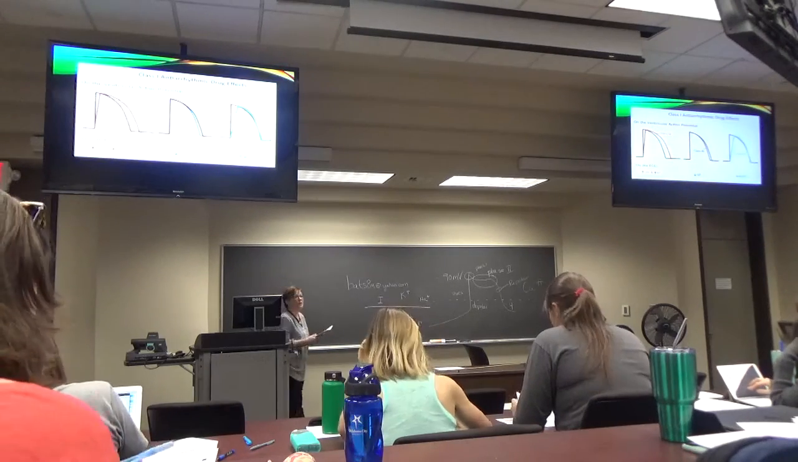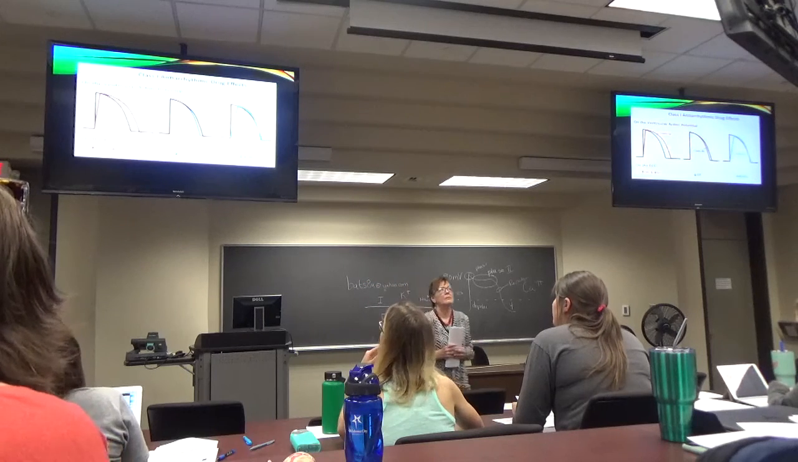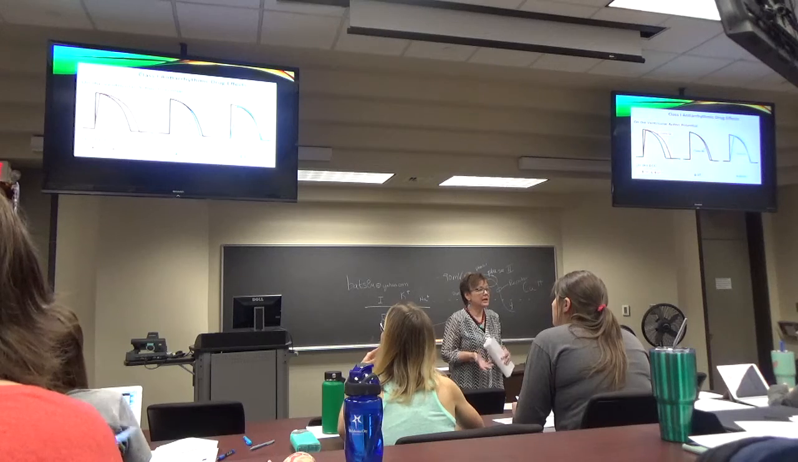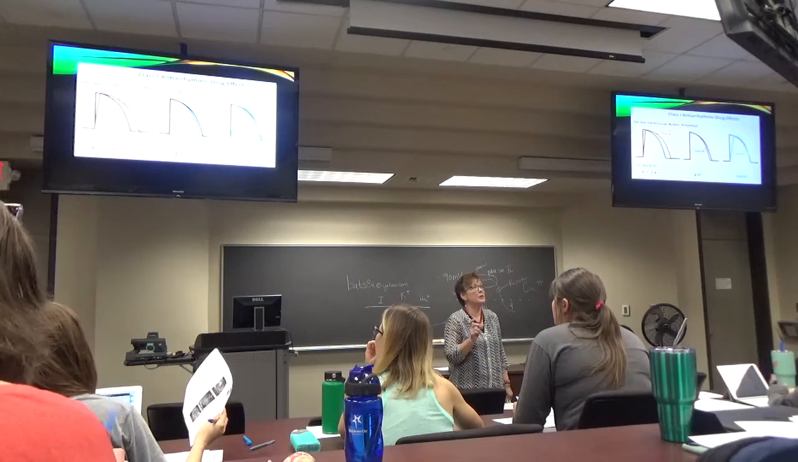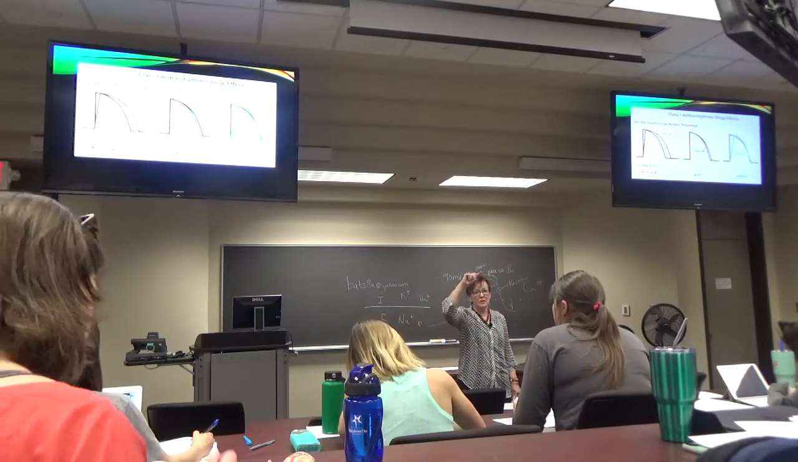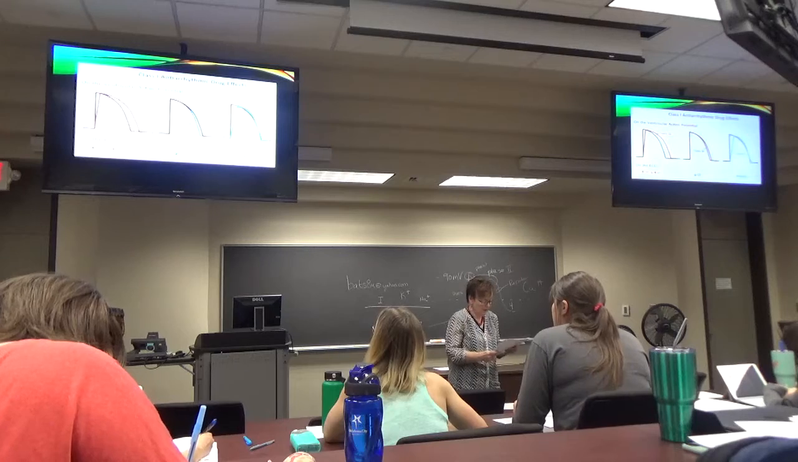Okay, so class 2B. So what do you see there? It changes repolarization, so the effective refractory period is shortened. So what happened to the QT interval? It goes down, shortens. Okay.